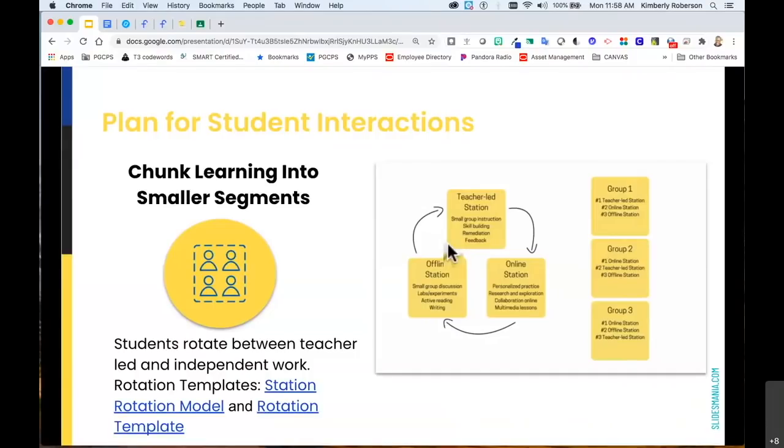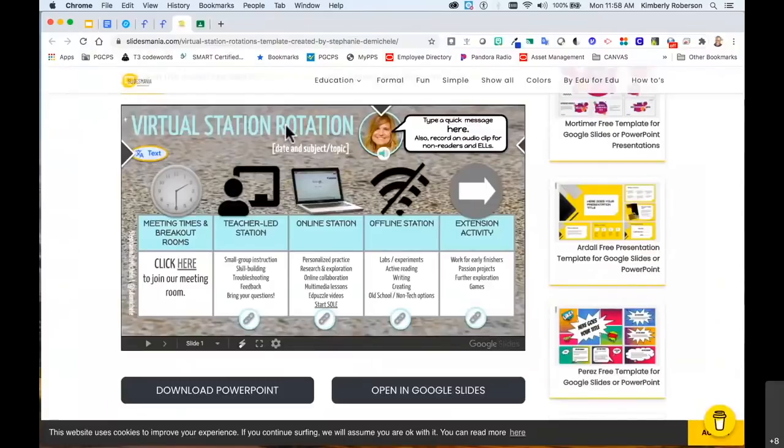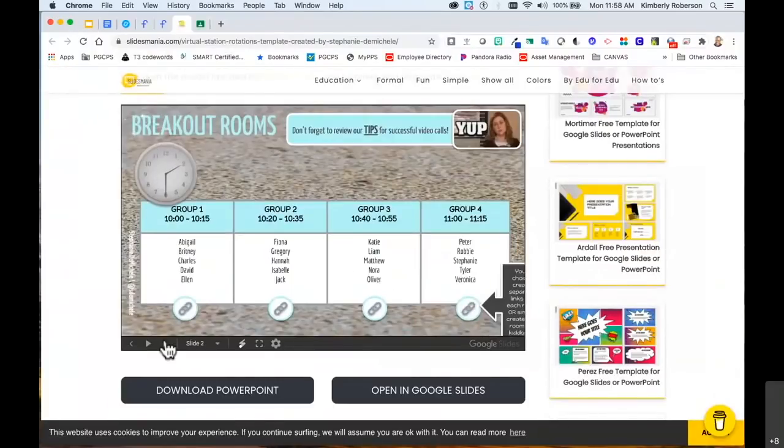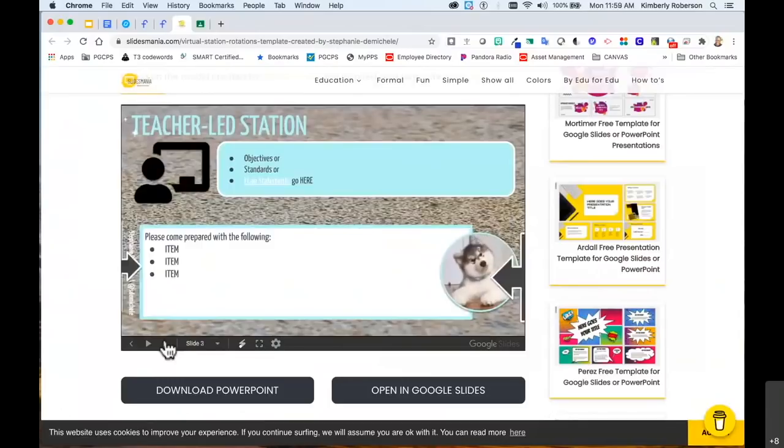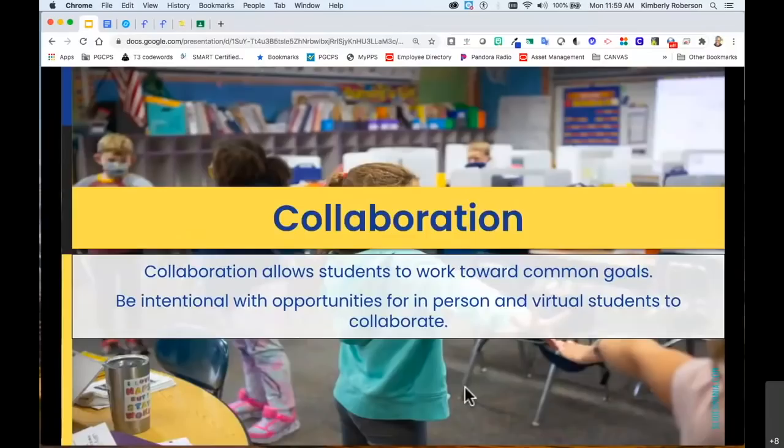Depending on the lesson, this strategy may help when you need to focus your attention on a smaller group for instruction. You may want to work with your virtual students as a small group and then switch to your in-person students. We have provided a template that can be used with students to provide directions for what is happening during each rotation. Now, let's consider collaboration.